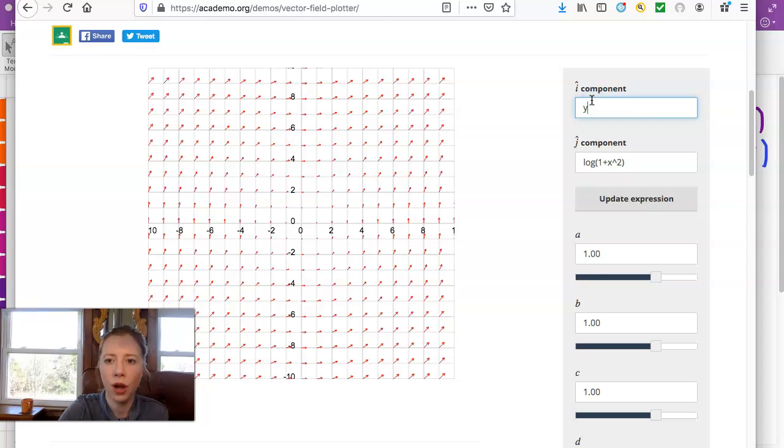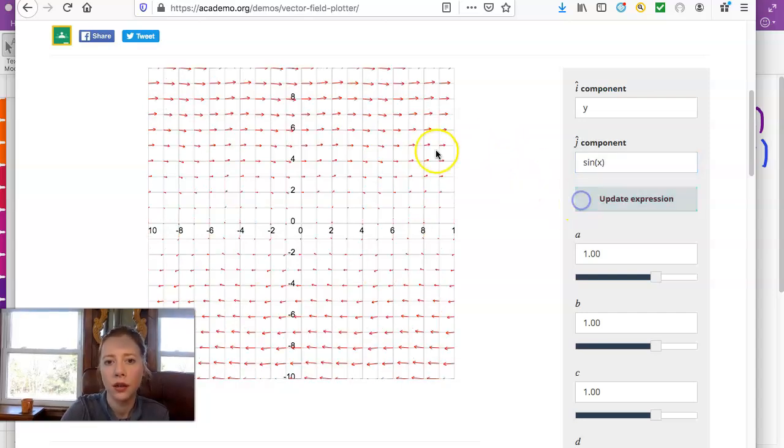So let me try the y sine x one again, because that one didn't update when I did it. There we go. Okay, so you can see the sine wave here and the magnitude of the vector field. The vectors are getting larger as you move away. Okay, so let's move on.